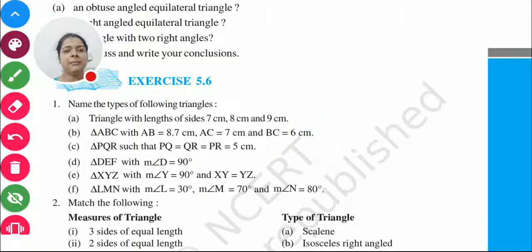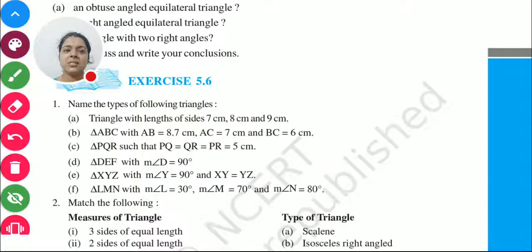Now you just see in the next one, B number. AB is 8.7, AC is 7, and BC is 6. So what do you find here? In this case also one is 8.7, 7 and 6. Means all the three sides are completely different from each other. When all the sides are completely different, we can call it again scalene. Why? Because all the sides are completely different.